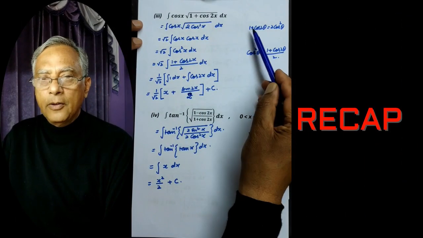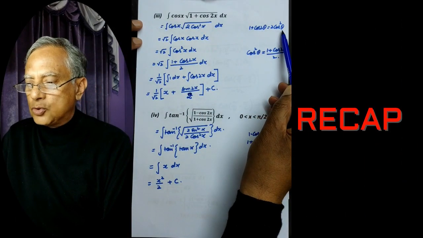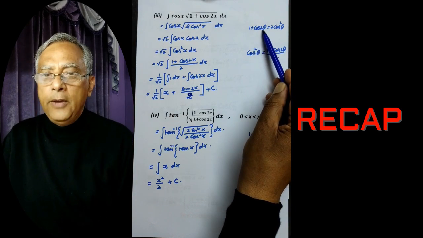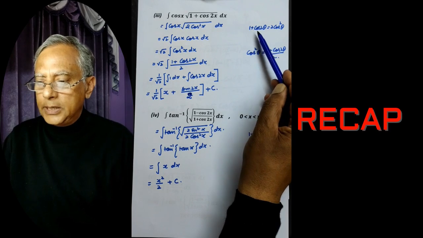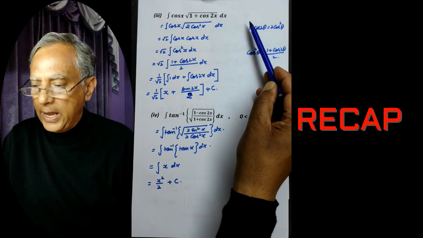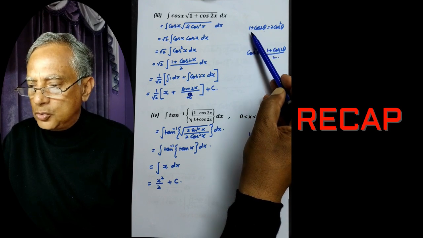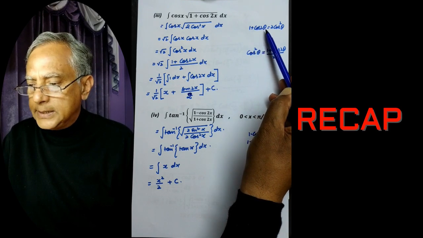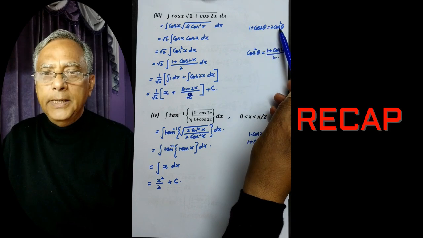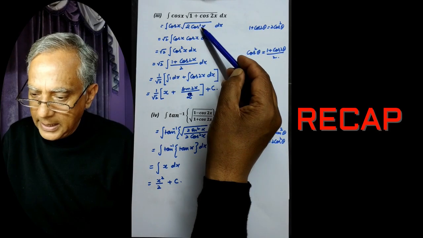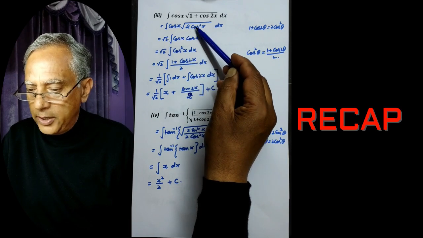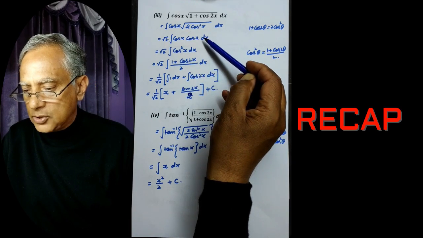In this question, we know 1 plus cos 2 theta is 2 cos square theta. We know two formulae. 1 plus cos 2 theta is 2 cos square theta, and 1 minus cos 2 theta is 2 sin square theta. So whenever we see 1 plus cos 2 theta or 1 minus cos 2 theta, we can try using these formulae. So this can be written as 2 cos square x, which can be written as under root 2 into cos x, and under root of cos square is cos x dx.